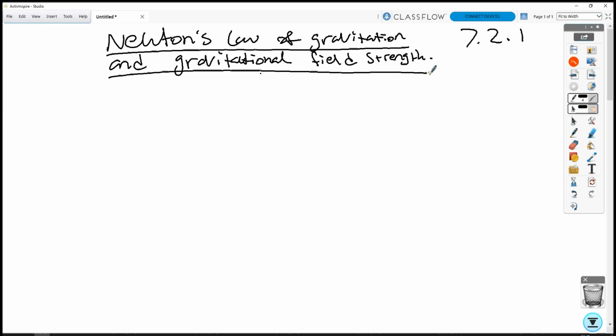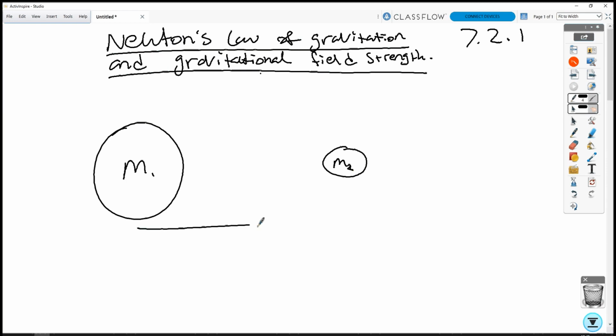So first of all, we're going to consider two masses that are separated by some distance and how they interact together. So we say we have a mass, we'll label this one M1, and we have a smaller mass M2. We denote the separation between them as R. This separation is between the center of their masses. Now these two masses are going to exert a force on each other. This is going to be an attractive force, which we call the gravitational force.